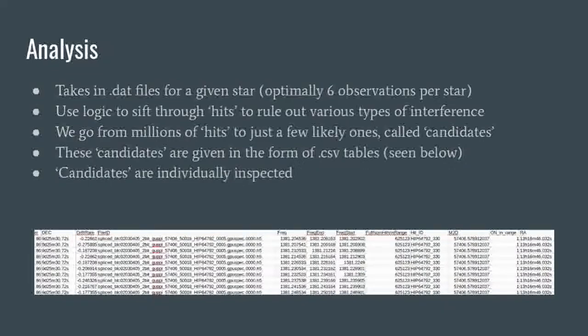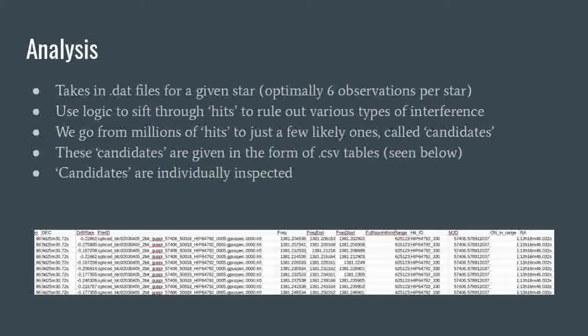Analysis takes in .dat files for one given observation. Now there are usually 6 observations per given star, which is part of the Breakthrough Listen observing technique. 3 of these observations will be on target for the star, and 3 of them will be off target for the star. Now what this allows us to do is to compare these observations of on and off and see if a signal is present in both or just the on. And this is one of the common techniques used in analysis to rule out what would be local interference.